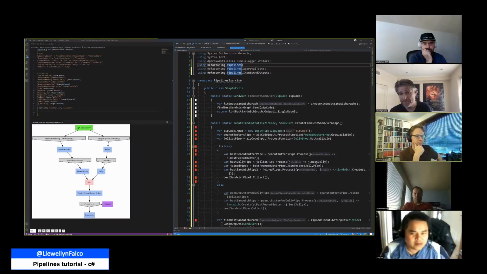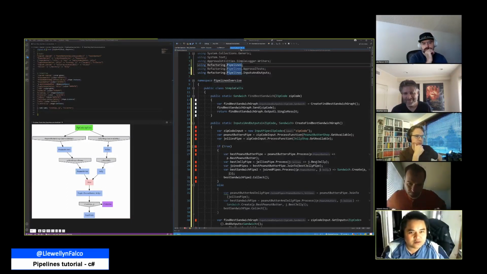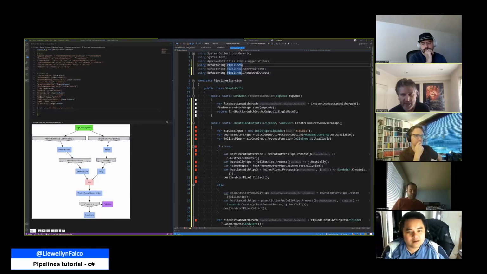Is there anything that is similar to this pipeline library in other languages, or is this kind of the first pipeline library that we have around? This is not the first pipeline library. There is definitely a lot of, almost any pipeline is going to look very similar to what we're doing here. Yeah. And there are a lot of pipelines.